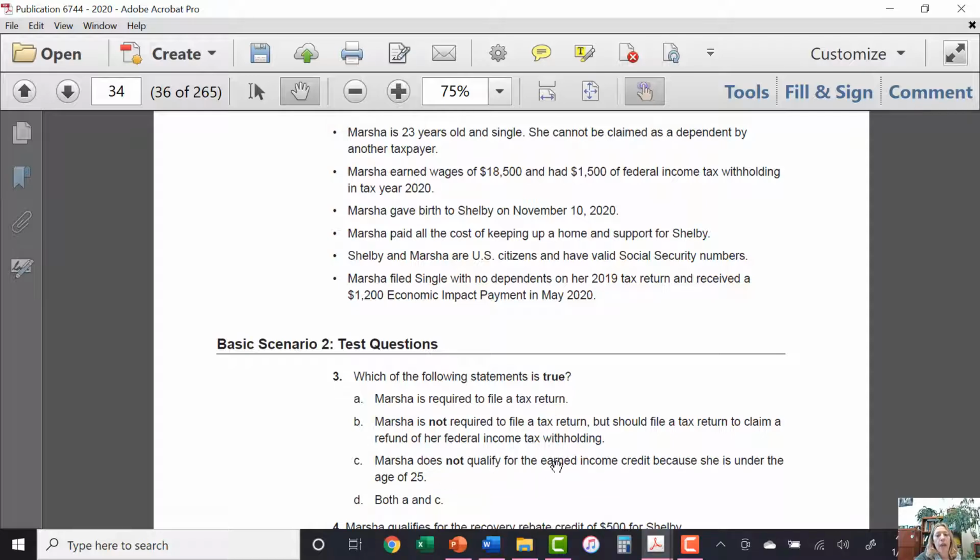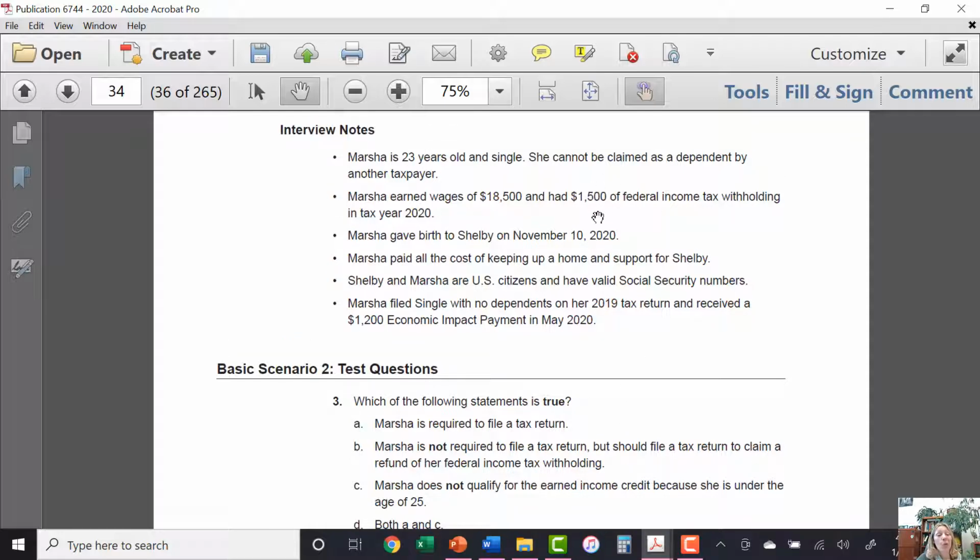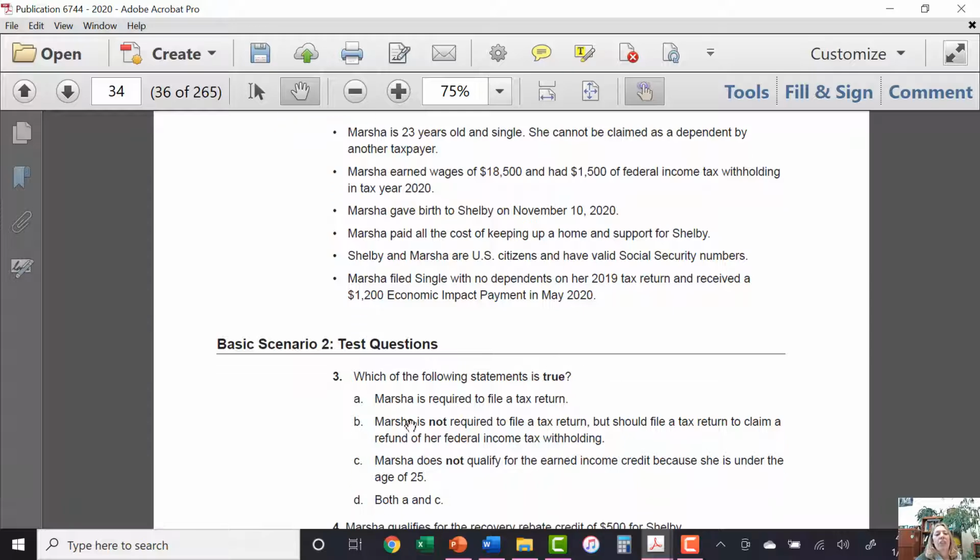She does not qualify for the earned income credit because she's under the age of 25. That's only a requirement if they actually have no dependents. They don't have any qualified children in the home. But when you do have one, and she does, she has Shelby, then she is going to qualify for the earned income credit because of that. Marsha is not required to file a return, but she should file a return to claim a refund of her federal tax withholding. Yepper. So the answer here to scenario 3 is B.